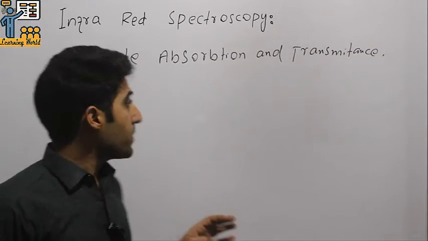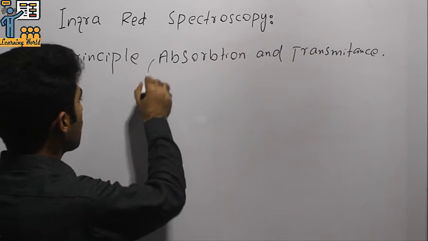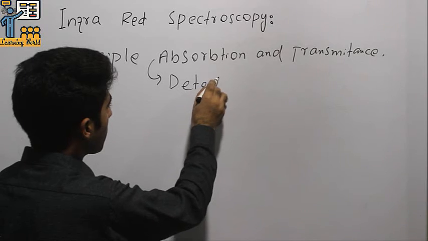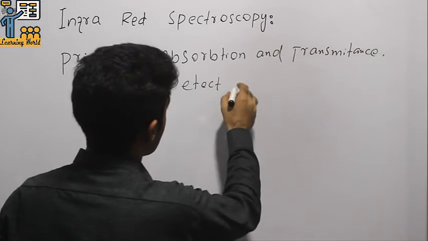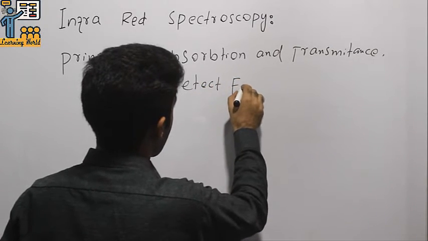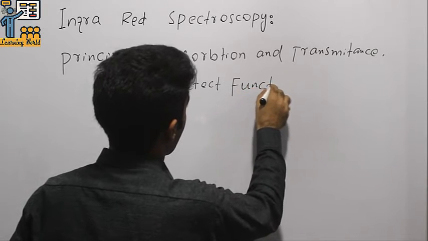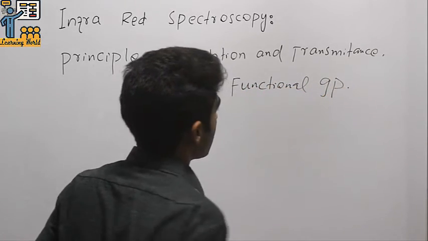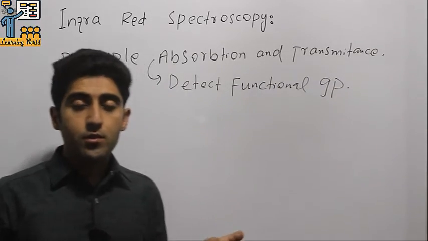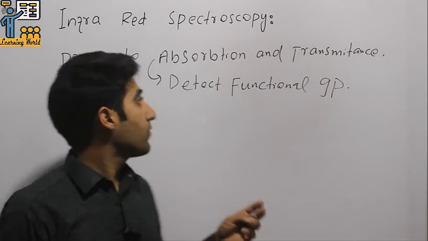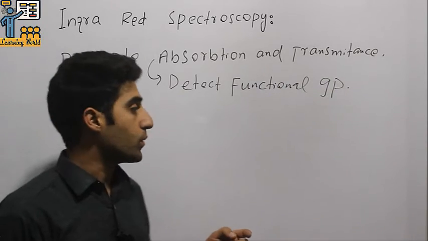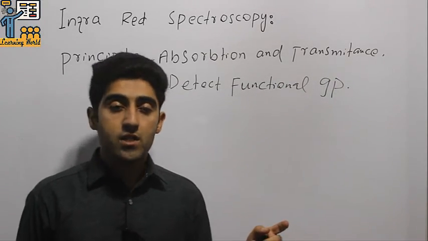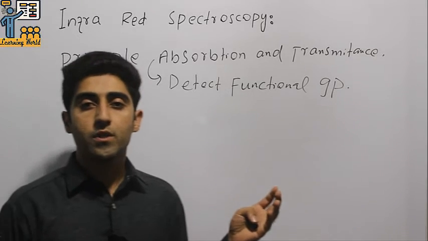Mainly from the absorption in IR spectroscopy, we can easily detect the functional group of a compound. This absorption is very helpful here in IR spectroscopy. So this is the main principle of IR spectroscopy, absorption and transmission.